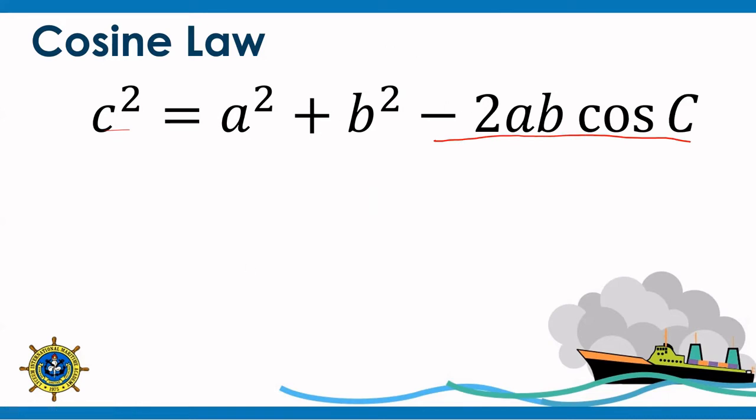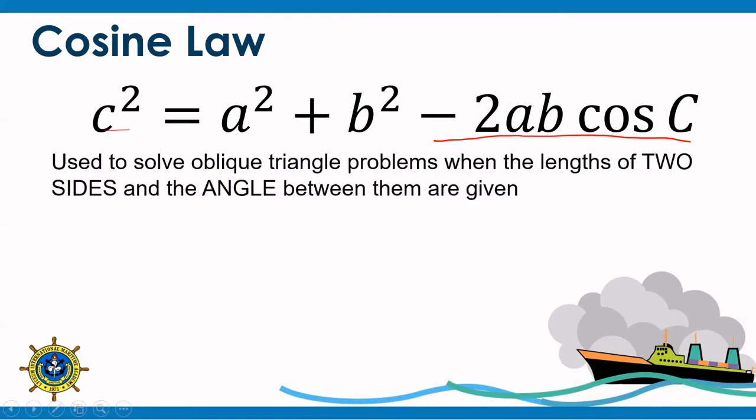Now, kailan natin ginagamit ang cosine law? So ang cosine law ginagamit natin only for one case. Hindi siya katulad ng sine law na meron kang dalawang cases. Ang cosine law ay isa lang. So it is used to solve oblique triangle problems when the lengths of two sides and the angle between them are given. So for instance, ito yung ating triangle, ABC.